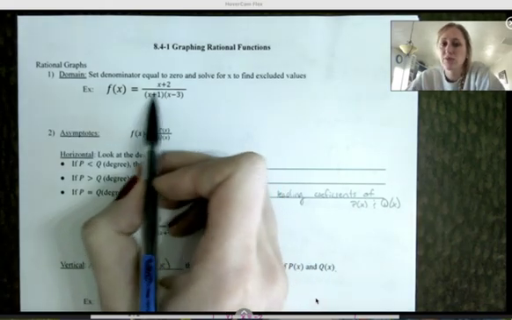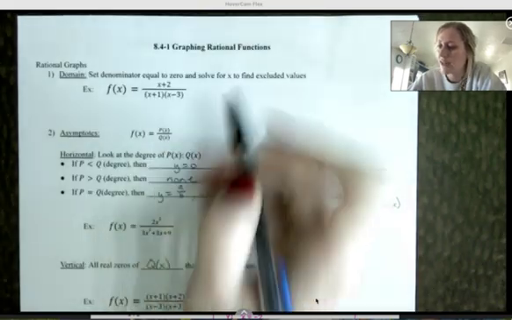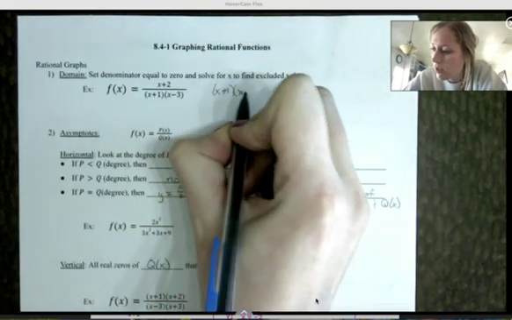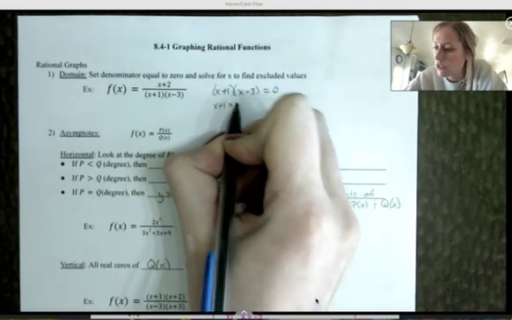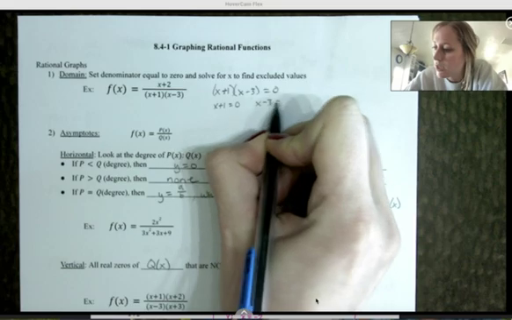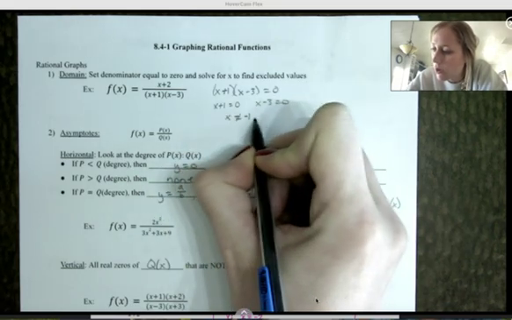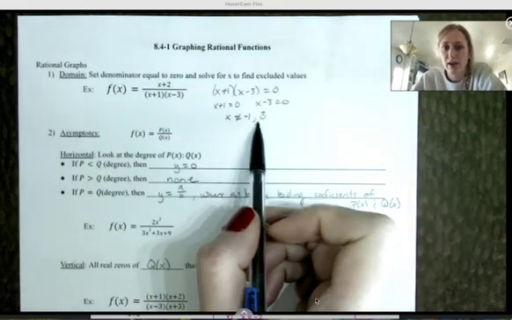So the first thing is to remember, how do we find those excluded values? Remember, we just set the denominator equal to 0. If it's factored like this, remember that just results in two different equations. So here, x could not be -1 or 3. Those would be my excluded values.